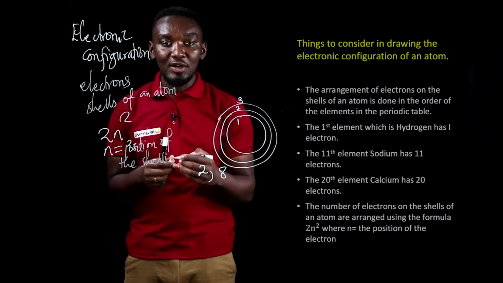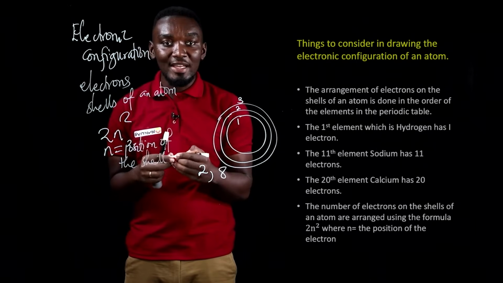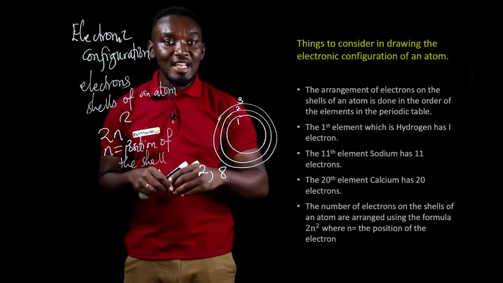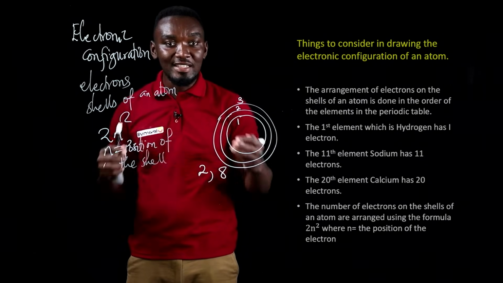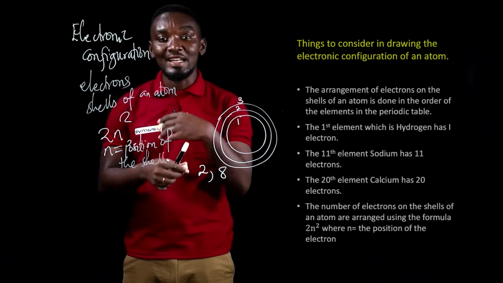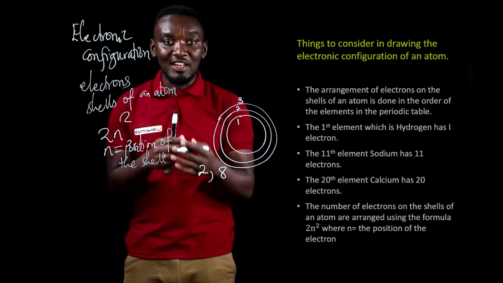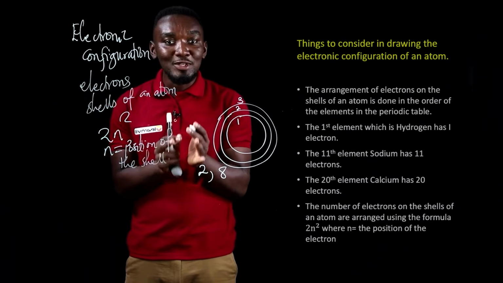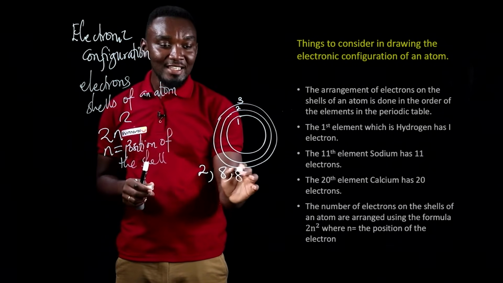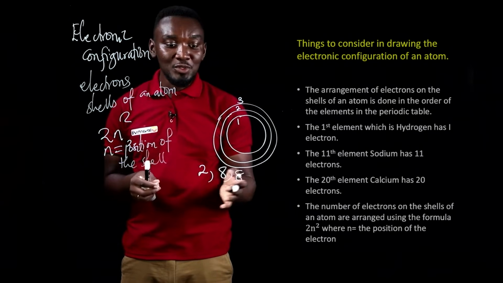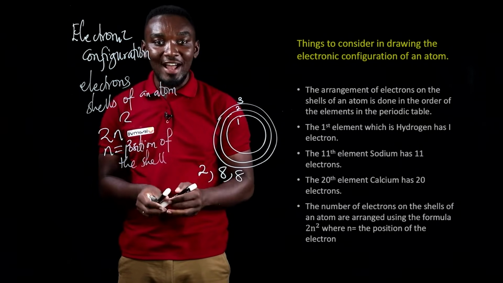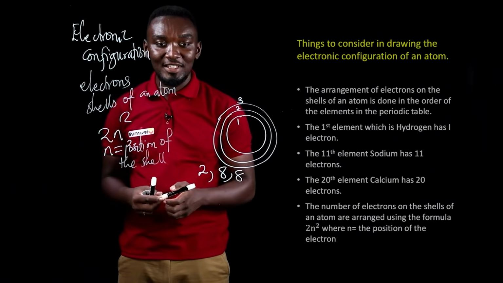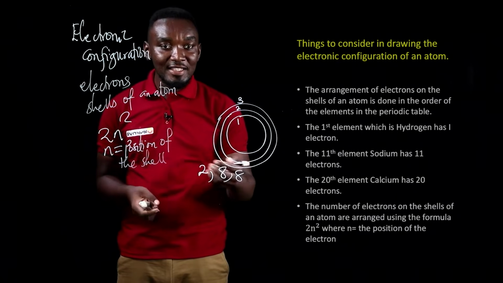And then in the third shell, when you put 3 there, 3 squared is 9, times 2 gives us 18. It means that for the 118 elements, some of them can have as many as 18 electrons in the third shell. But for the purposes of the first 20 elements, we have only 8 electrons maximum. So this is how the electrons are arranged: the first shell takes 2 electrons, the second shell takes 8 electrons, and the third shell can take 8 electrons.